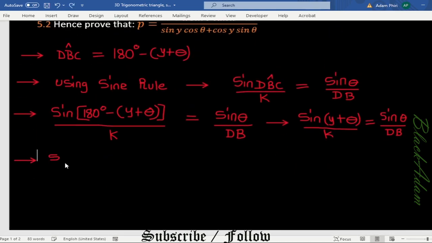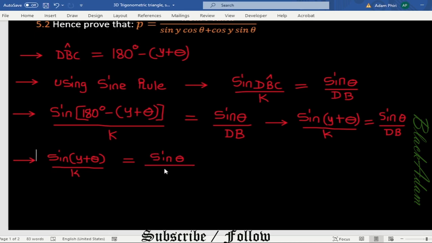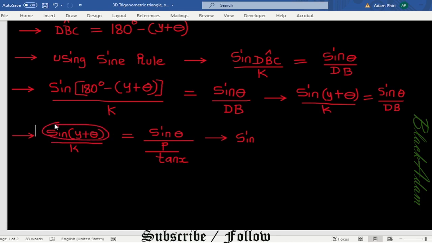So we have to break the sum of angles. So sine Y plus theta over K is equal to sine theta over, so we substitute dB, it's going to be P over tan X, and then that will give us, let's say sine, we break that, so that is going to be sine Y, okay, sum of angles.